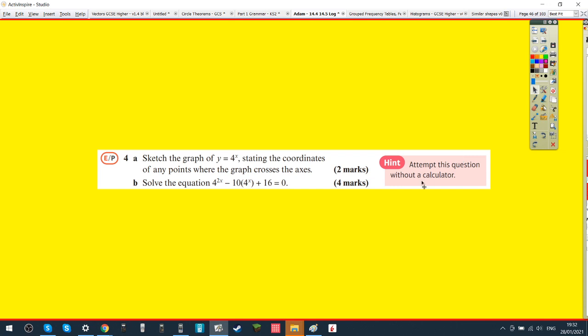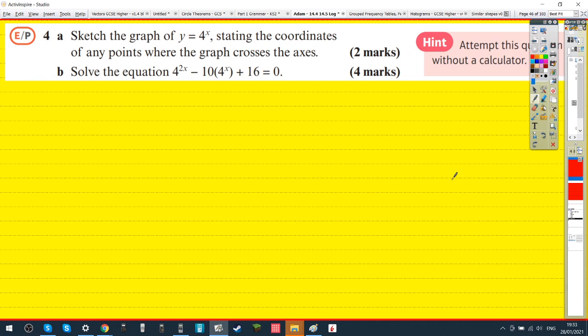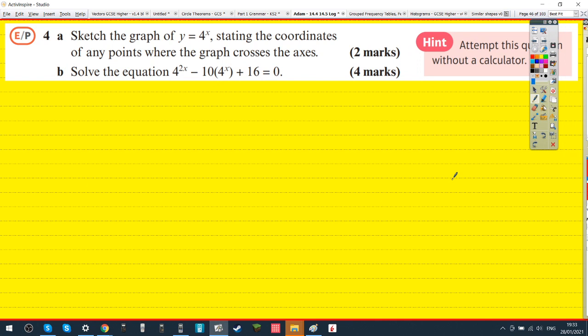Let's do B. So can we use something to the power of x as u again? Yep. And this time it would be 4 to the x. U is equal to 4 to the x, not as in the start of the equation. So it'll be u squared minus 10u plus 16 equals 0. And then you can solve that as a quadratic.